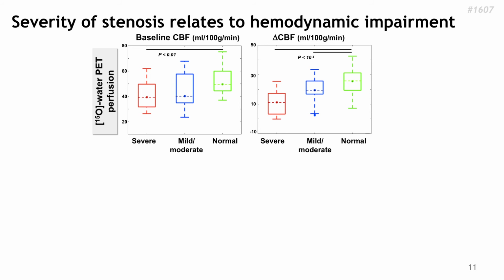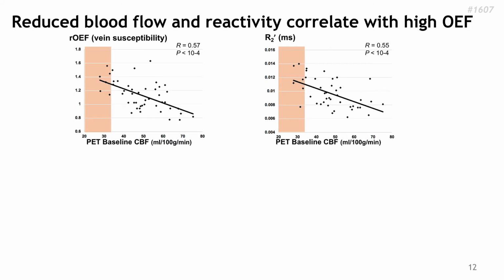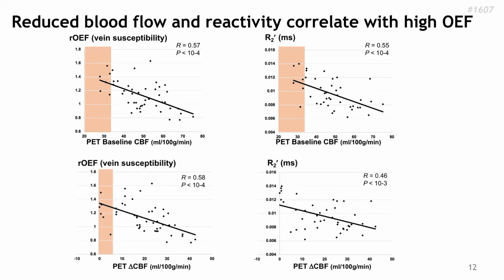Overall, in patients, we saw that more severe stenosis corresponded to reduced blood flow and reactivity. And for the vein susceptibility only, we saw an elevated oxygen extraction fraction in the severe stenosis case. However, both biomarkers for brain oxygenation did correlate with blood flow. So here, susceptibility and R2 prime measurements both had high oxygen extraction corresponding to low blood flow. And the same trend was observed with reactivity for each of these oxygenation biomarkers.